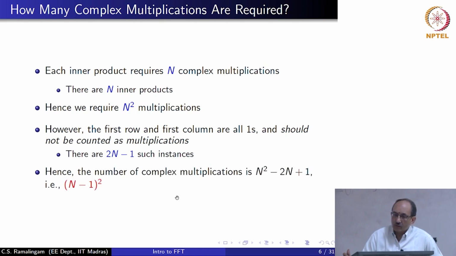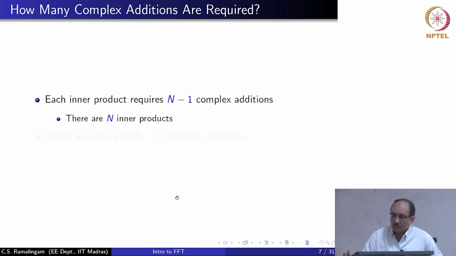So, this is the estimate of the complex multiplications involved, and each inner product requires N minus 1 complex additions, and there are N such inner products, right, and hence we require N times N minus 1 complex additions. So, we have N minus 1 squared complex multiplications and N times N minus 1 complex additions. So, this is the operation count.